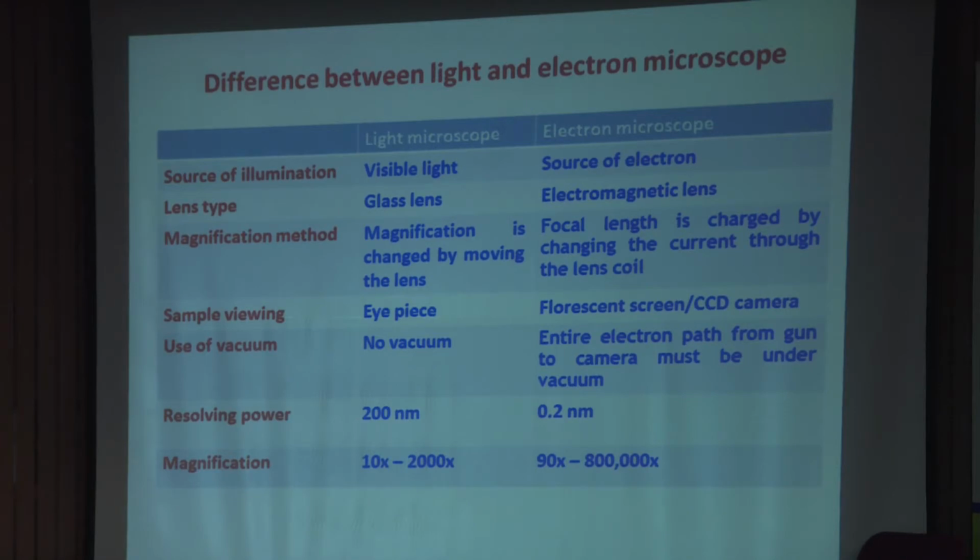No vacuum is required for light microscopy. Whereas in the transmission electron microscope, the complete beam path needs a vacuum system, because the air molecules react with the electron beam. That's why the beam travels in a complete vacuum. Resolution power, as you know, is 200 nanometers in light microscopy, here it is 0.1 to 0.2 nanometer. Magnification in light microscopy can go up to 2000x. In the modern day electron microscope, we can have up to 800,000x.